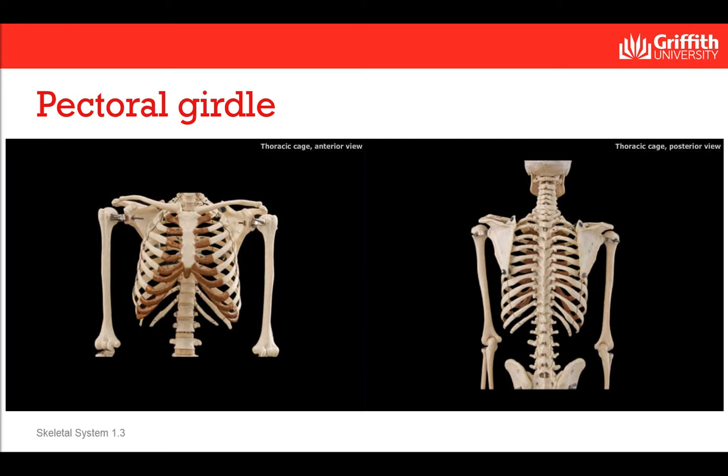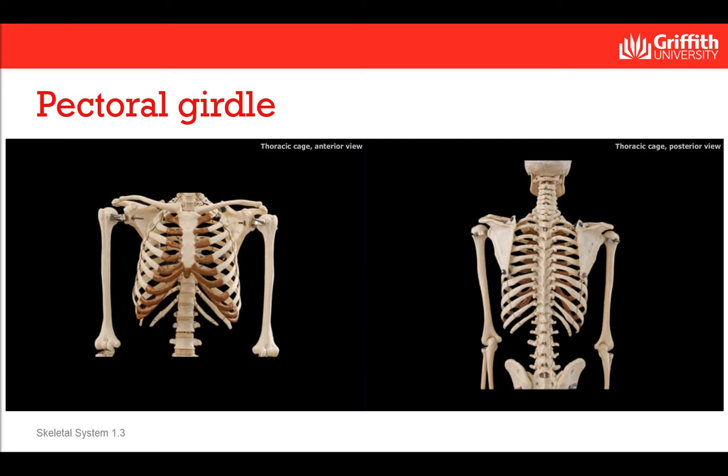How are the pectoral and pelvic girdles different? The pelvic girdle is designed for stability at the expense of mobility. It is larger, thicker, and sturdier. The pectoral girdle provides mobility at the expense of stability, with smaller bones that move more freely.